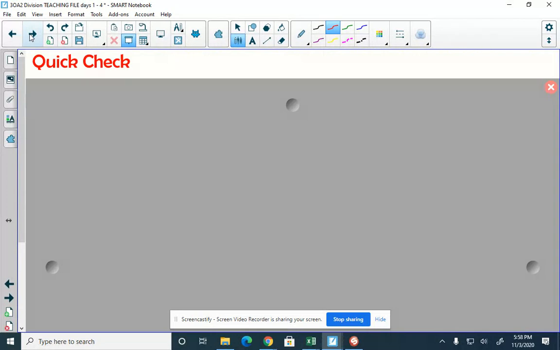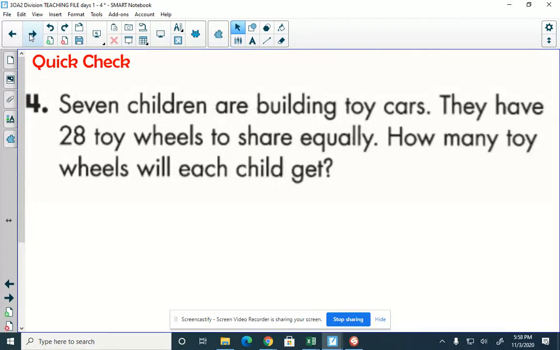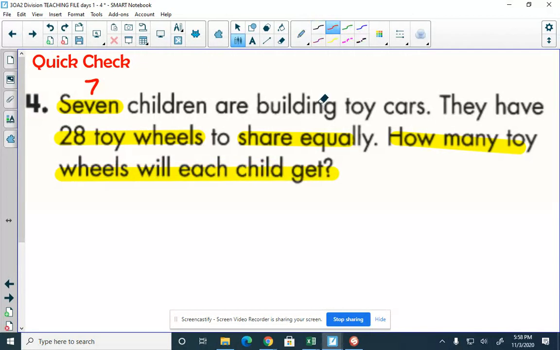The quick check. If you will read this, pause the video, and try to work it out on your own, and then check back with me to see if you got the same answer as I did. Look for the important information. Pull that out. 7 children are building toy cars. They have 28 toy wheels to share equally. How many toy wheels will each child get? So 28 is my total. Divided by 7 is how many?